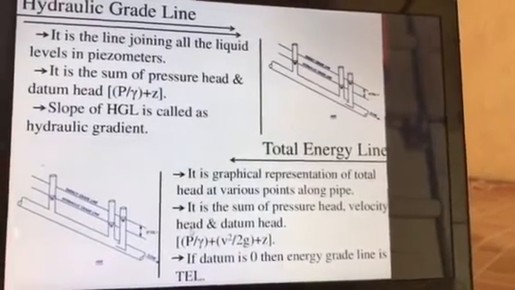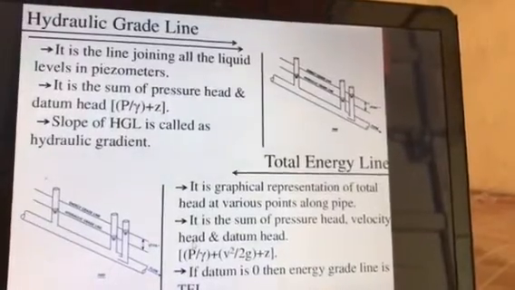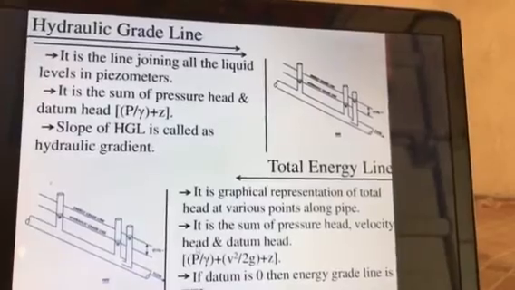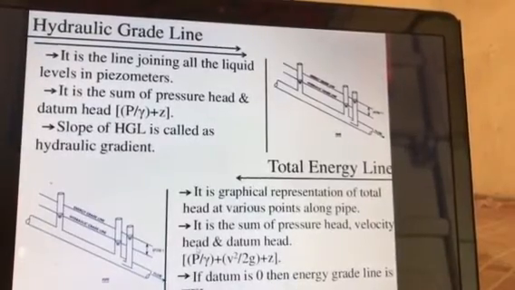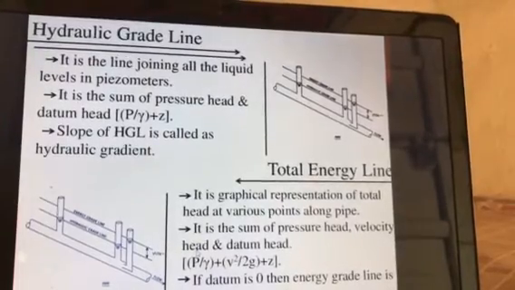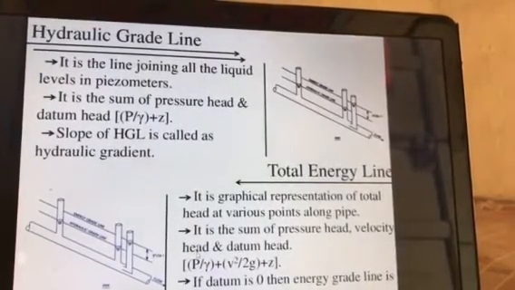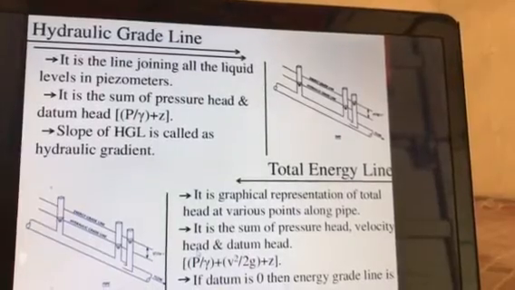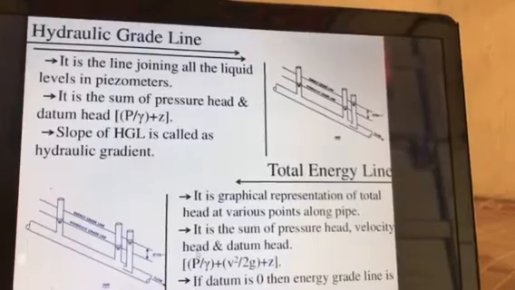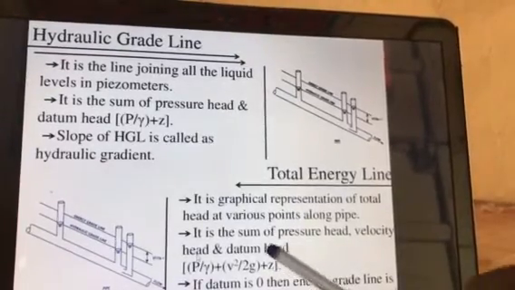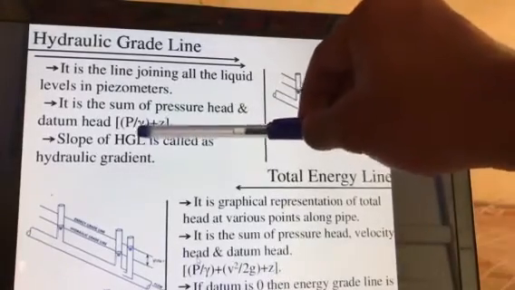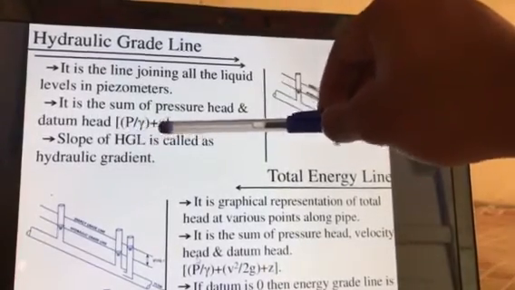Actually, from Bernoulli's equation we know that there are three types of heads which occur in general. The first one is pressure head, the second one is velocity head, and the third one is datum head. For the hydraulic grade line we consider only two heads, pressure head and datum head, but for the total energy line we consider the velocity head also. So the total energy head is the sum of pressure head, velocity head and datum head, but the hydraulic grade line is the sum of only pressure head and datum head.